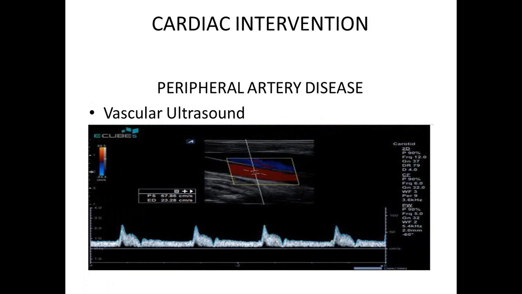So the next thing to do is to look at your Doppler, because you can use Doppler to determine the degree of stenosis. When we do Doppler and look at the arteries, we have peripheral arteries and central arteries, and the Doppler signal is going to be different. When we talk about central arteries, that is the arteries that go to the brain, okay?